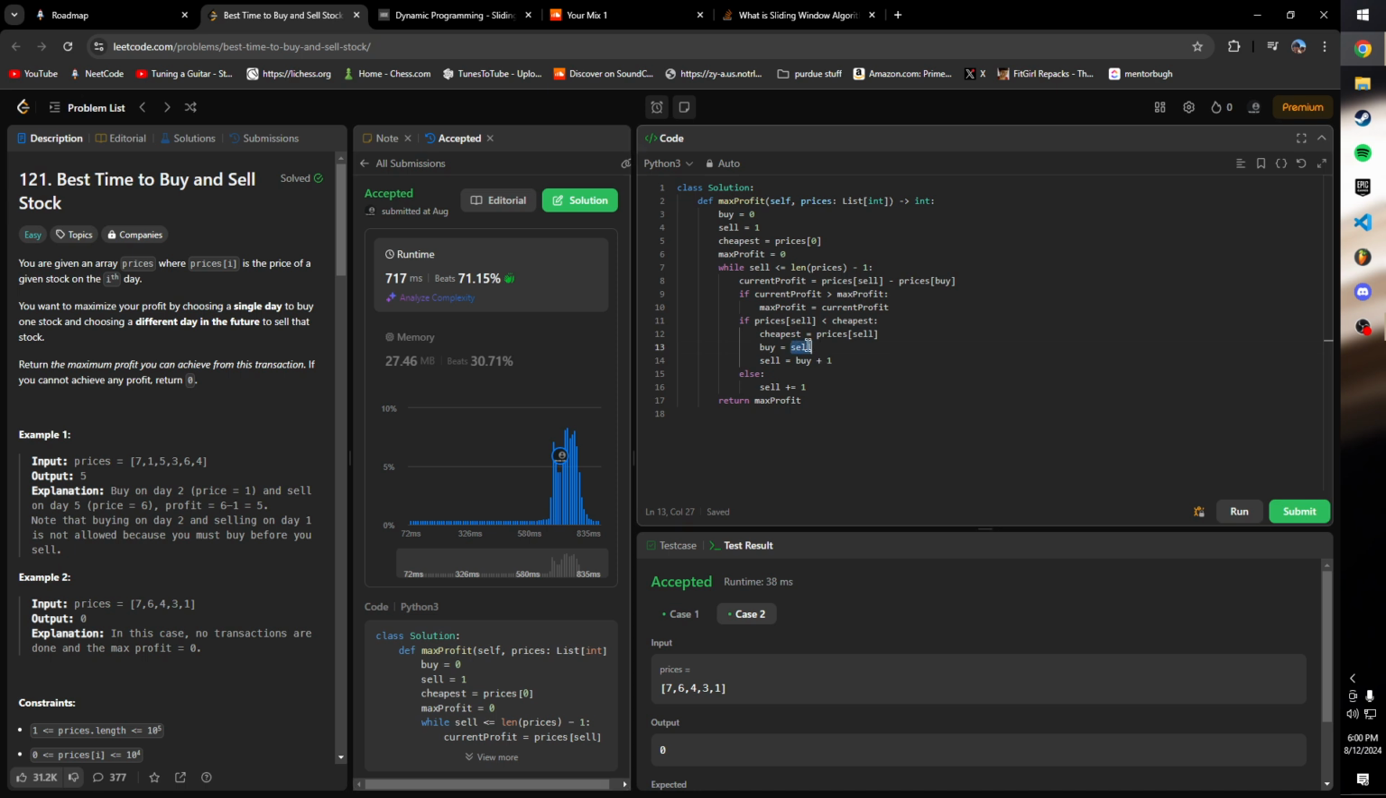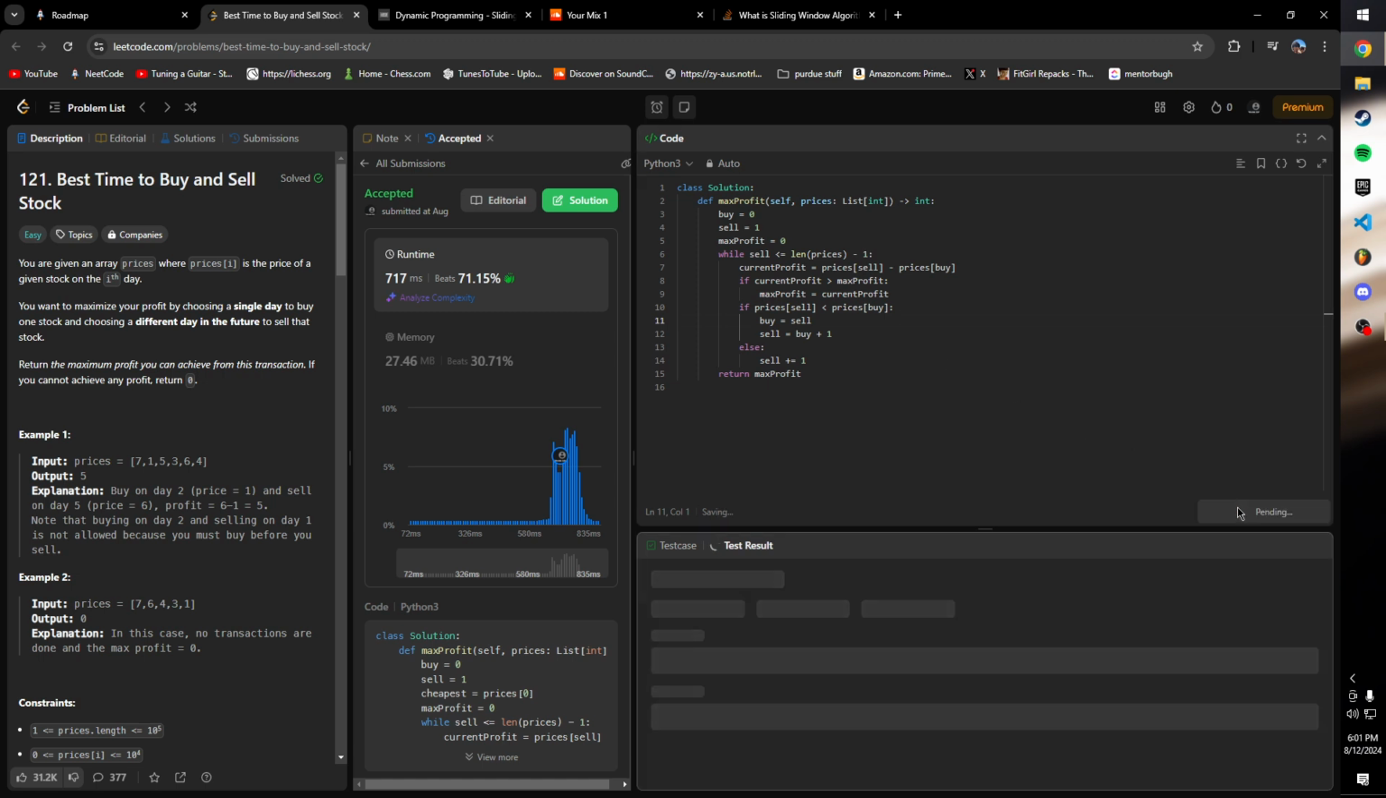Yeah, I was giving it the actual value instead of the index. Okay. Yeah, so this looks like more of a sliding window solution than the one I was using before. Also, I feel like I don't need cheapest here. Right? If I got rid of cheapest, and instead I did this, should still work, right?